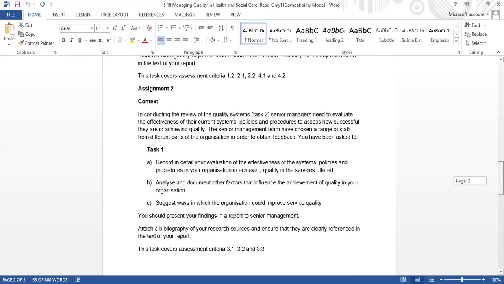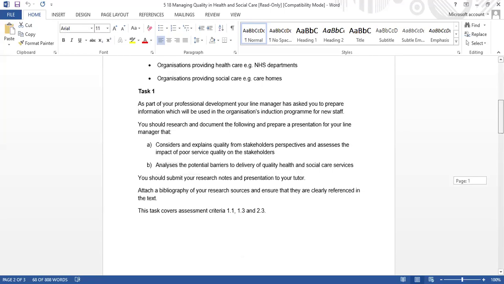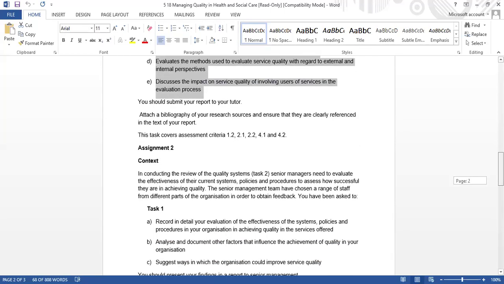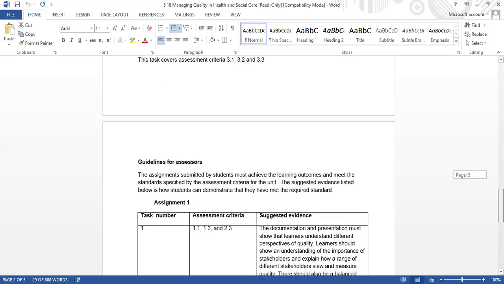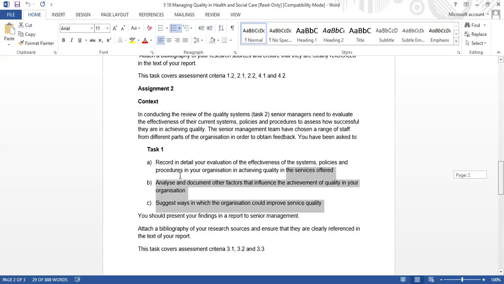And that's the first bit of the assignment. So you have 2 tasks in the assignment. The second assignment again has 1 task with 3 points.